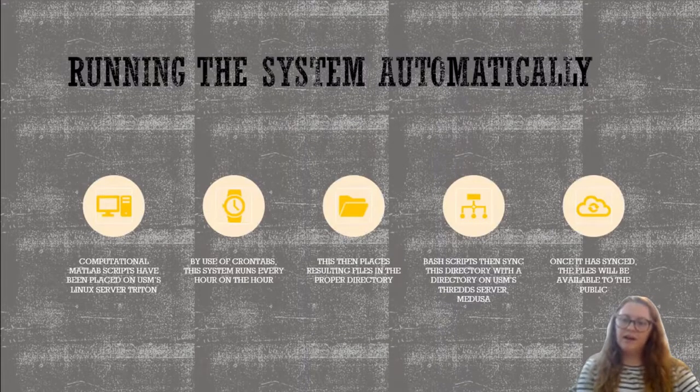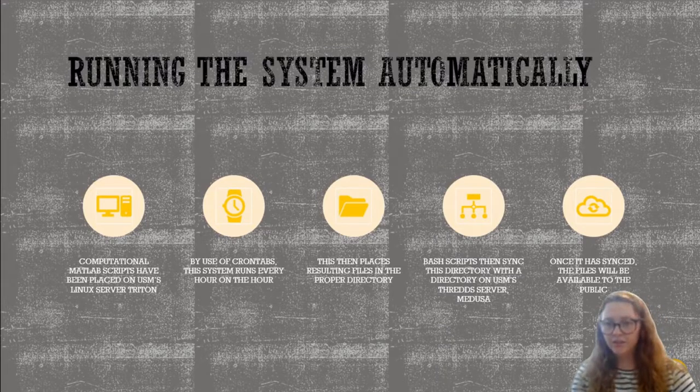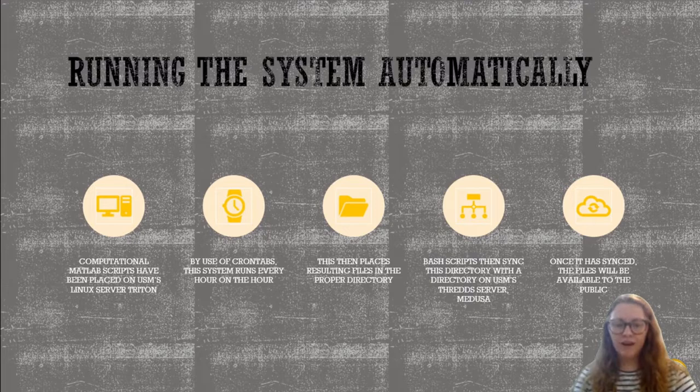So now that we've discussed this, we need to talk about how the system runs automatically. That is done by computational scripts that have been placed on USM's Linux server called Triton. And then by the use of Chrome tabs, this system runs every hour on the hour. And then these files get placed in a proper directory on Triton, and then bash scripts will sync the directory on Triton with a directory on another server called Medusa. And by use of threads, these files will be made available to the public.